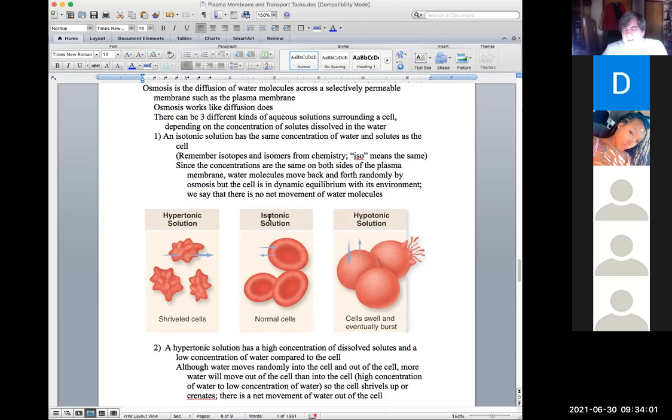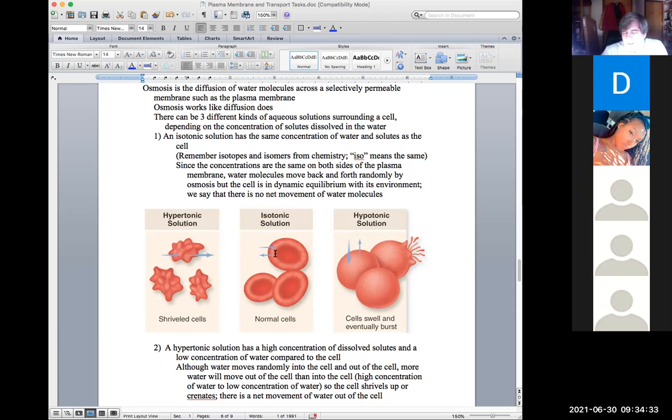Isotonic, remember we've talked about isotopes and isomers. Iso means the same. And isotonic has the same concentration of dissolved substances as the cell does. So this means that if anything moves into the cell by diffusion, it will also move out of the cell by diffusion. Or if water moves into the cell by osmosis, water will also move out of the cell by osmosis.